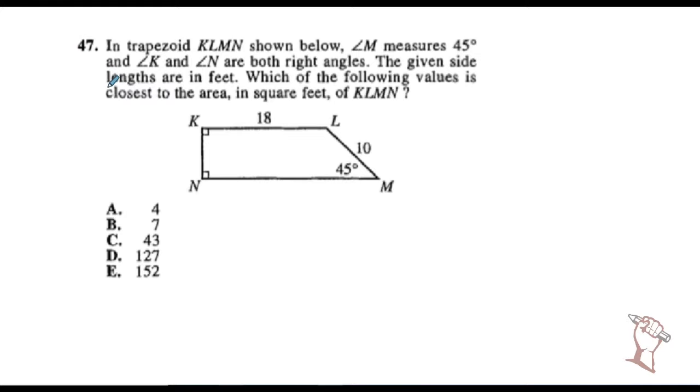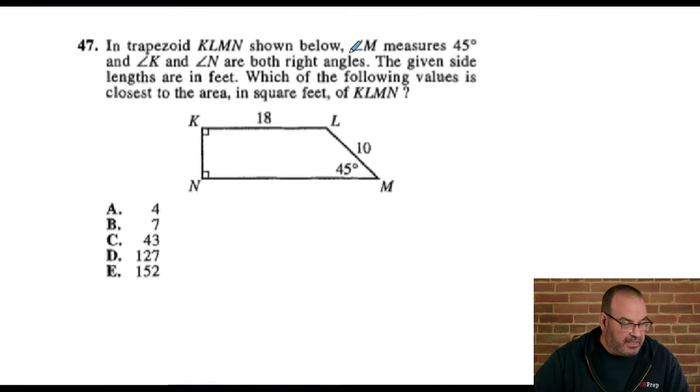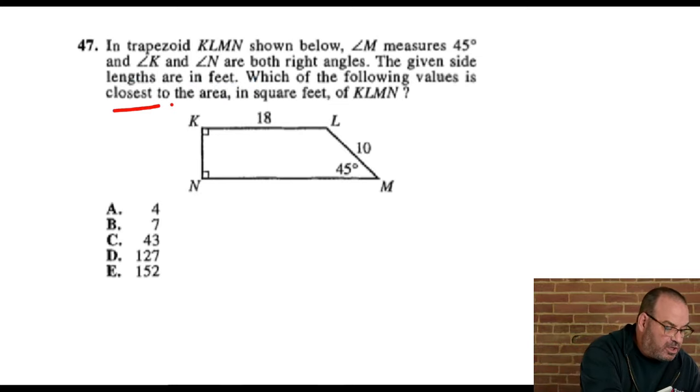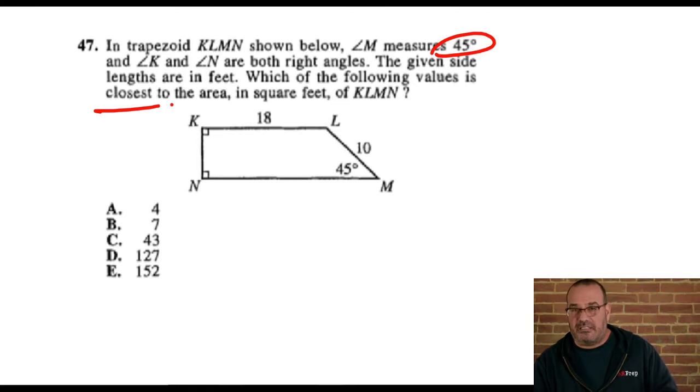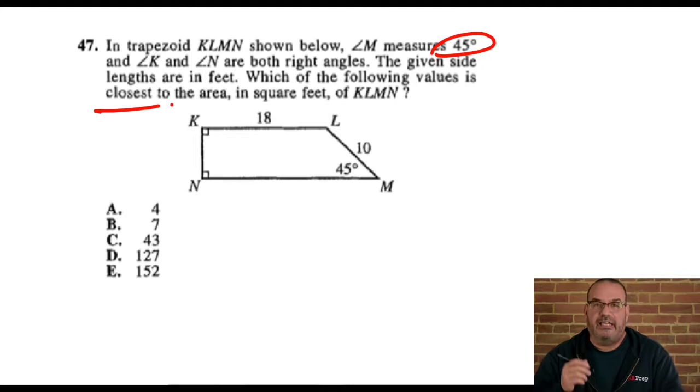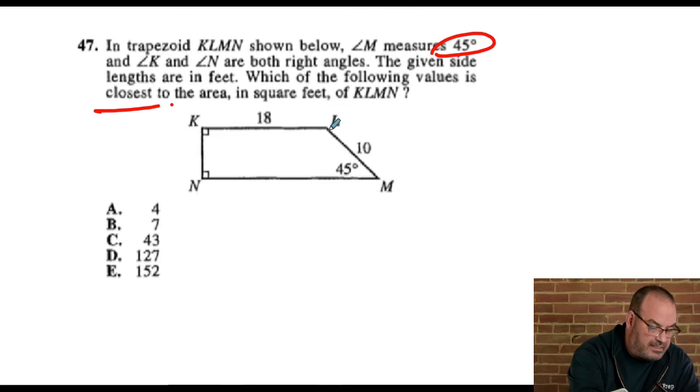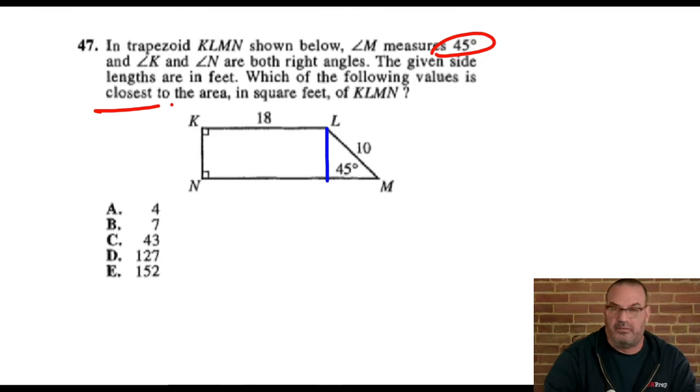Now the question. Trapezoid KLM, shown below. The measure of angle M is 45 degrees, and K and N are both right angles. The given side lengths are in feet. Which of the following values is closest to the area? We have a 45 degrees. Folks, this is not a quadrilateral question. It is a trapezoid question that is really a triangle question. And as I like to say, if it looks like a triangle, it is a triangle. Since this is 45 degrees, we have to find the side lengths of an isosceles right triangle.